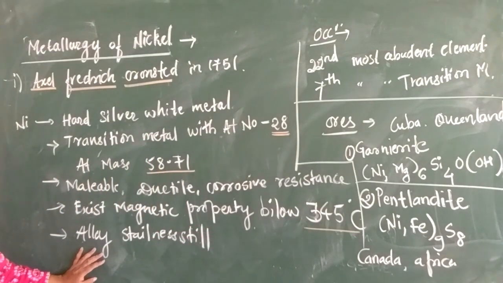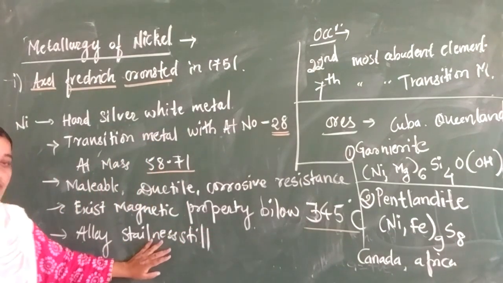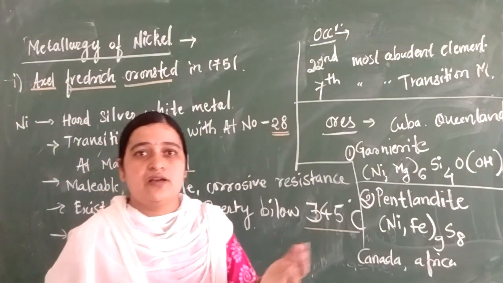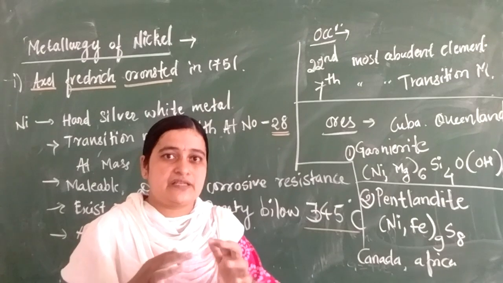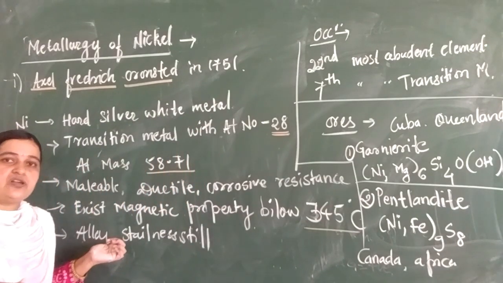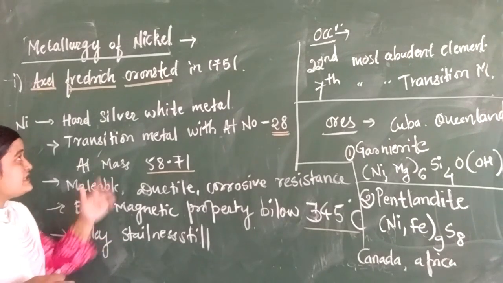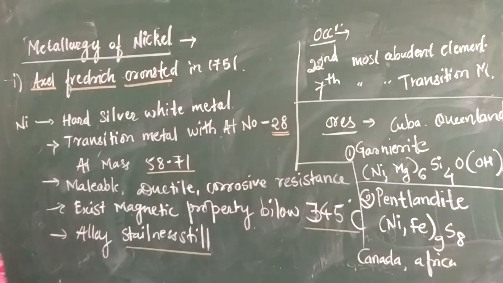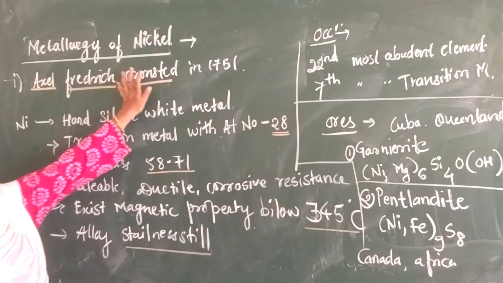So it can be used as an alloy for the formation of what? Stainless steel. An alloy is one or more metals mixed together for the purpose of strength, forming a different material. We call it an alloy. So here nickel can be used as an alloy for the formation of stainless steel. Isn't it? These are some properties, but we are going to do the metallurgy of nickel.